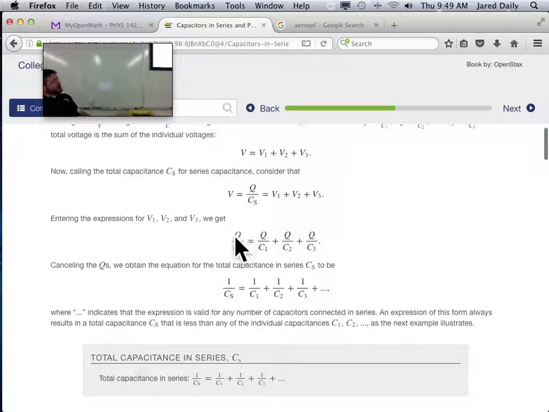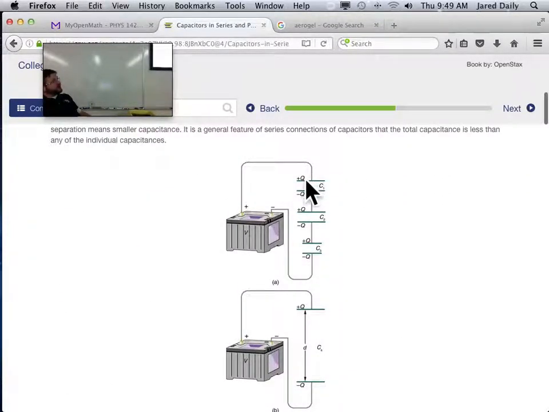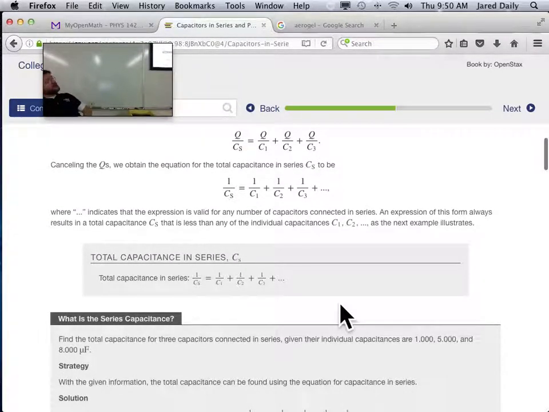And then, since they will all be the same charge, if you put a charge of 10 coulombs here, you're going to get negative 10 here. And then because you have negative 10 here, you're going to have 10 here. And because you have 10 here, you'll have negative 10 here. So the charges will all be the same on all the capacitors. So since they're all the same, we can just divide that out, and we end up with an equation that looks like this. That 1 over the total capacitance of the capacitors in series is equal to 1 over C1 plus 1 over C2 plus 1 over C3, and so on and so forth. So you get this inverse relationship for calculating the total capacitance of capacitors that are in series.